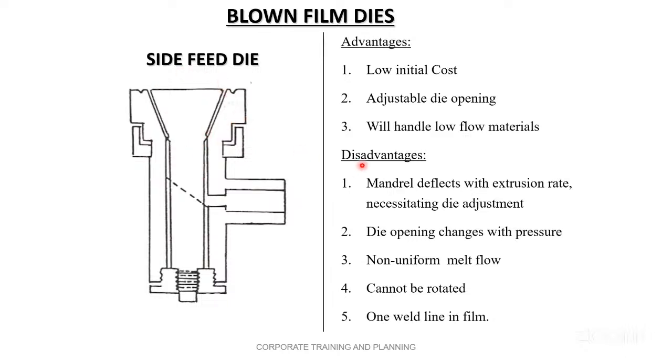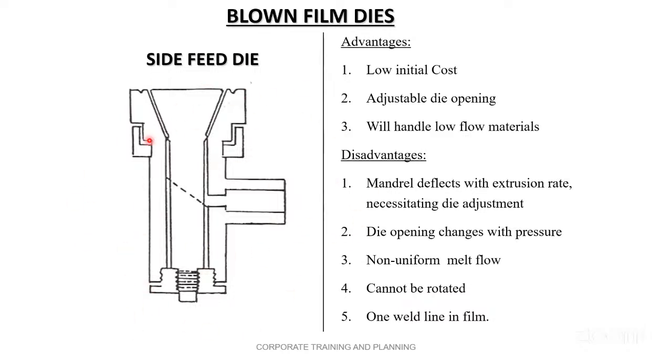Now, what are the disadvantages? Mandrel deflects with the extrusion rate. Therefore, die adjustment is essential for that. Die opening changes with the pressure. This die opening can be changed with the opening of the pressure. If there is high pressure, die opening takes place. Non-uniform melt flow. Because see now, the melt is flowing like this, and you will see that it will get turning here like this. Here the rate is different, here the rate is different. Therefore, it gets turning there. Therefore, non-uniform melt flow cannot be rotated. This die cannot rotate like this, like this.